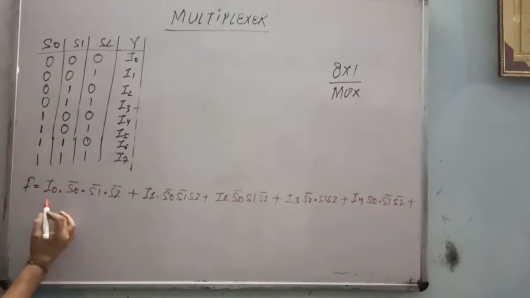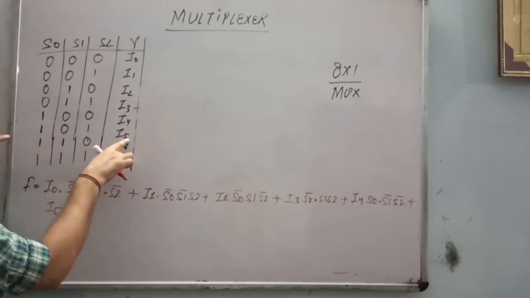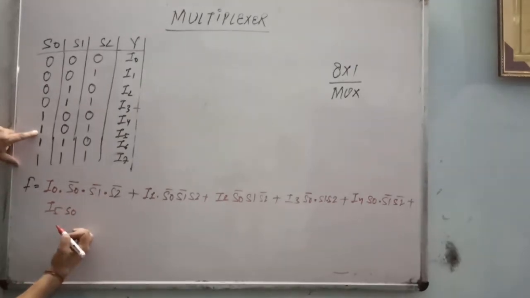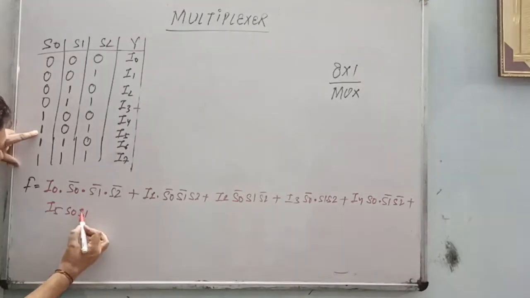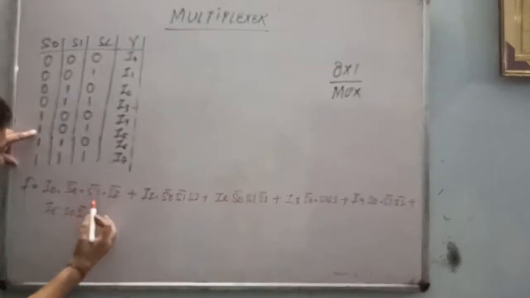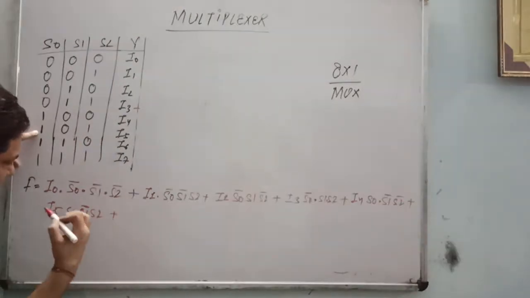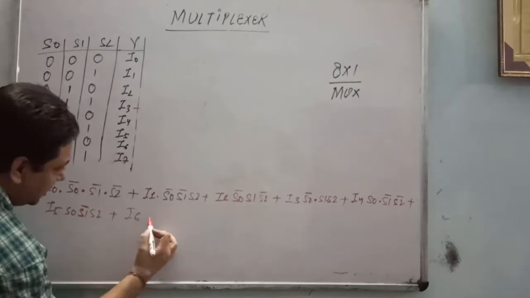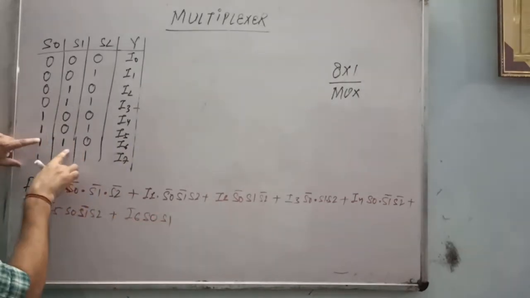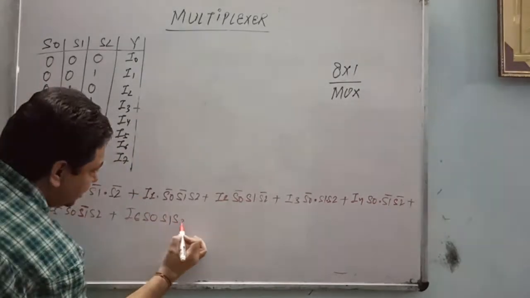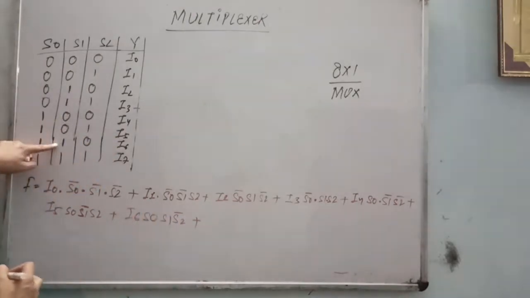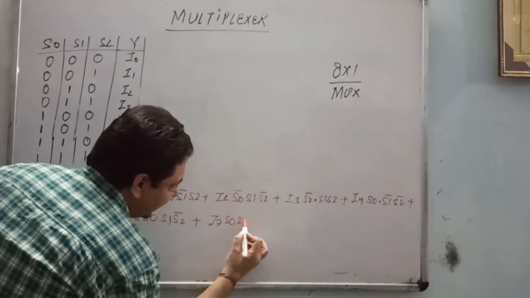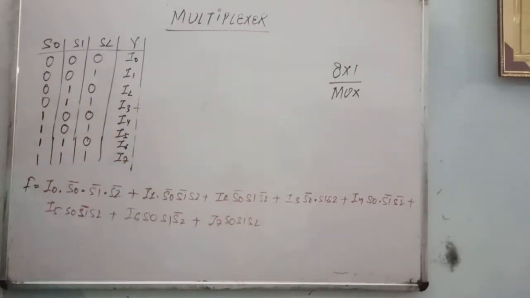Now after that I5. For I5, 101, so S0 we can take direct, S1 complement, and S2 we have to take direct plus I5. For I6, 110, so S0 and S1 we can take direct, and S2 will be complement plus I6. For I7, S0, S1, S2 we can take direct because all are 1.